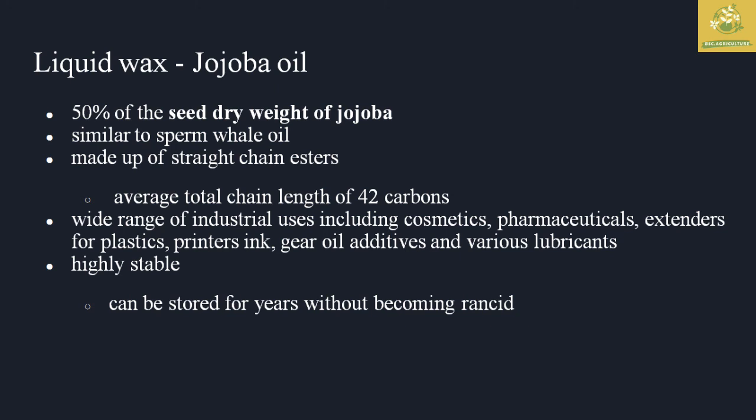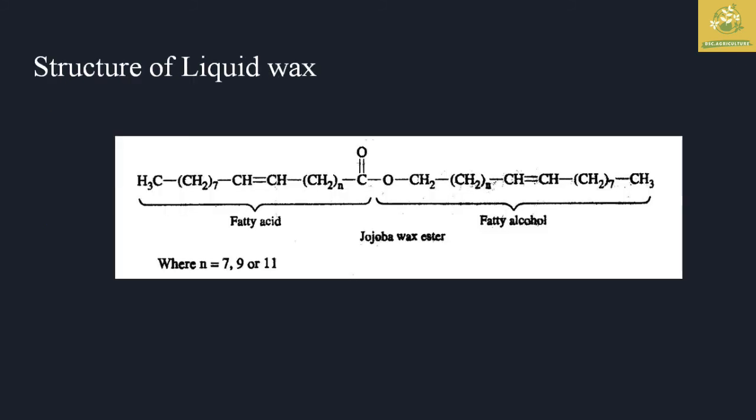The first one I am going to describe is a liquid wax, which is jojoba oil, which makes up 50% of the seed dry weight of jojoba, similar to sperm whale oil, and is made up of straight chain esters, where the average total chain length of the ester is 42 carbons. It has a wide range of industrial uses, including in cosmetic, pharmaceutical and plastic industries. It is known to be highly stable, so it can be stored for years without a rancidity problem. This is the structure of liquid wax, or you can name it jojoba wax.